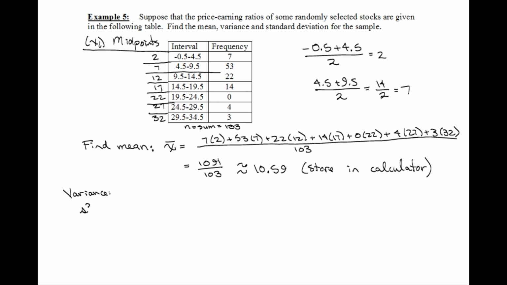which we call S squared, remember. Now here, our denominator, instead of being 103, it's going to be 103 minus 1. Make sure you remember to subtract 1 from your denominator when you are talking about a sample. And if you notice in the description of this data, it said that we have some randomly selected stocks. That means we do not have all of them. We have a sample of stocks.